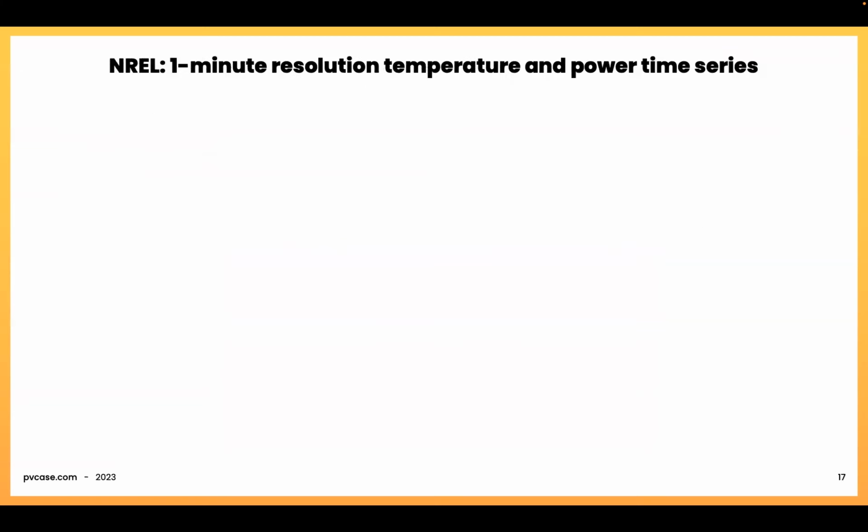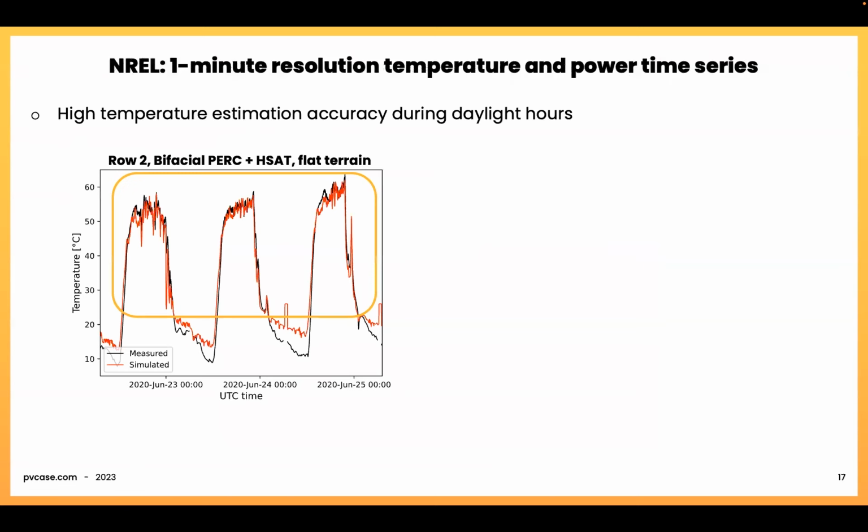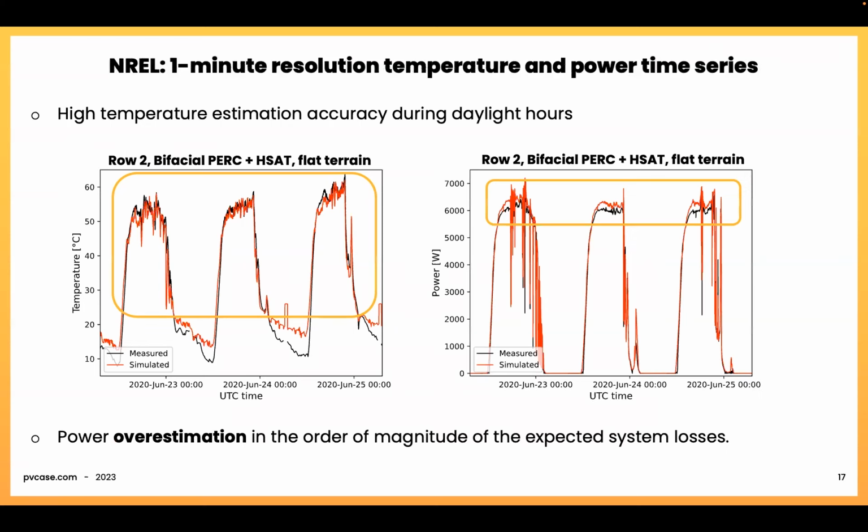So the first thing that I want to show you in this case are some time series. First, in terms of temperature, here you are seeing for the bifacial row how our simulated temperature closely follows the variations of the temperature throughout the day, especially during daylight hours, which are the important ones for calculating an energy yield. And also in terms of power, we are following the trends, but, I come back to this point that I was just mentioning, you can clearly see this overestimation. And we have checked, and this overestimation is more or less in the range of the expected system losses. I'm just gonna show that in the next few slides.